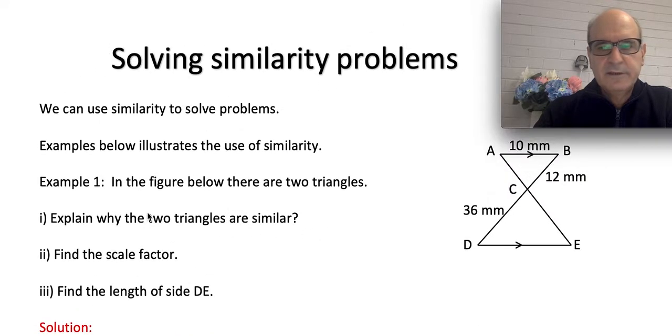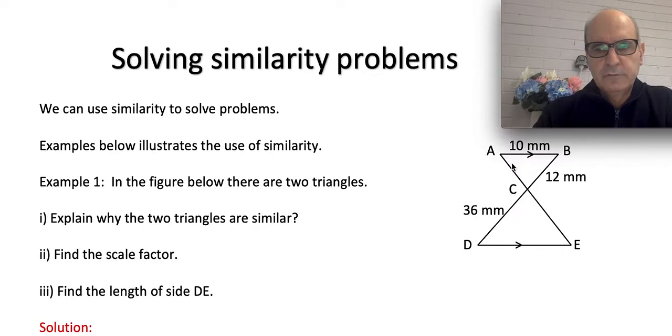Next one is find the scale factor. To find the scale factor, we need to compare two matching sides, or divide the two matching or corresponding sides. Here, this side from the smaller triangle corresponds to this side from the larger triangle. Why? Because this 12 millimeter is opposite to this angle, and this 36 millimeter is opposite to this angle E. And we prove that E and A are equal.